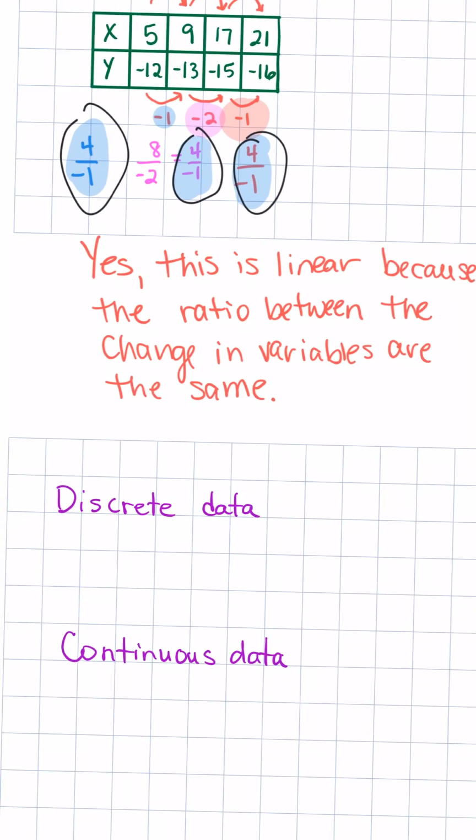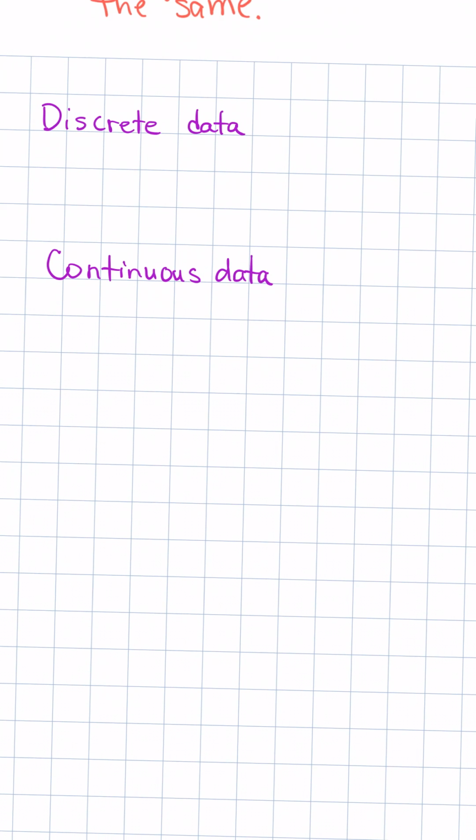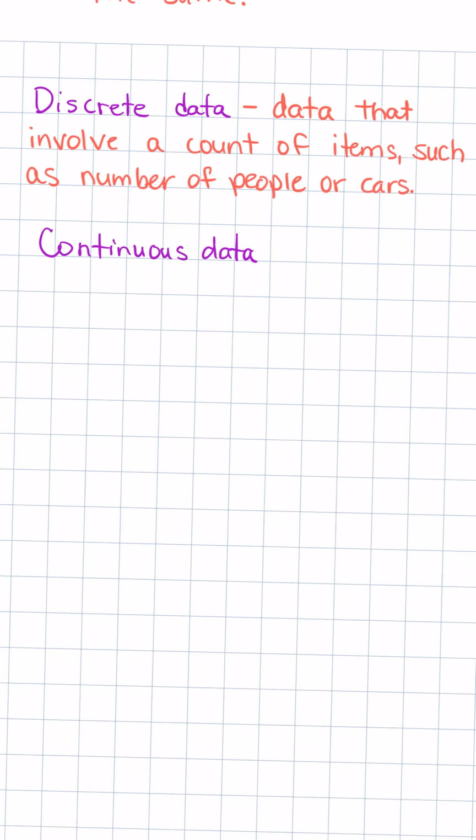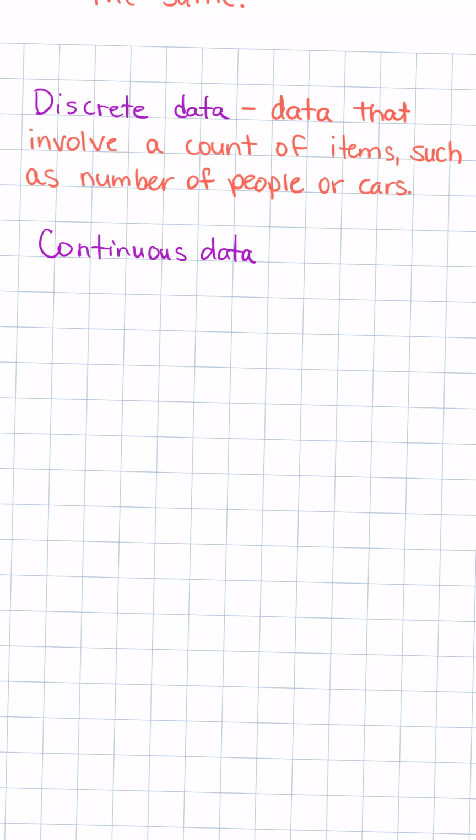Okay, let's move on to this next part, discrete data. Discrete data are data that involves a count of items, such as numbers of people or cars. For discrete data, plot the data points and connect them with a dashed line. So let's write the definition: discrete data is data that involves a count of items such as number of people or cars. And so we connect that with a dotted line.